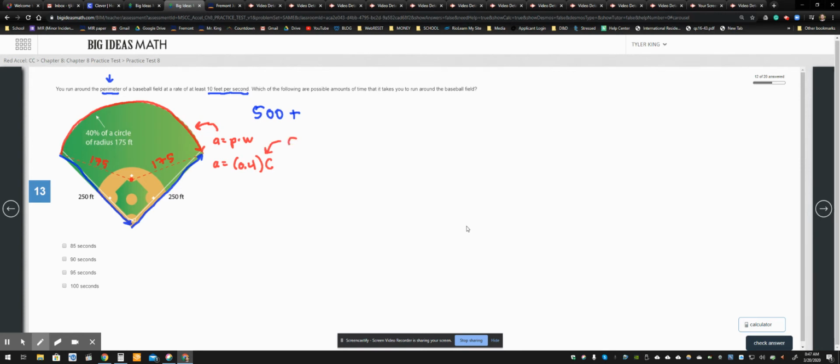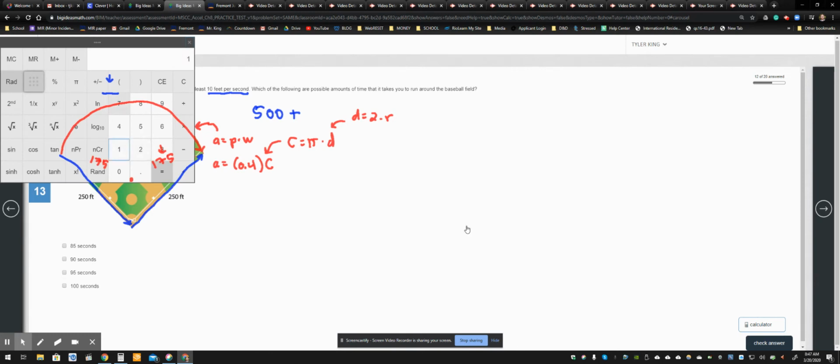To find our circumference is equal to pi times diameter. We know our radius is 175, so to find our diameter, we have to do that our diameter is equal to 2 times our radius. So lots of little things that we have to do here, right? On our calculator, we're going to take 175 times 2, and we're going to end up at 350. So we can plug in 350 for our diameter. We're going to then times that by 3.14 to approximate our circumference.